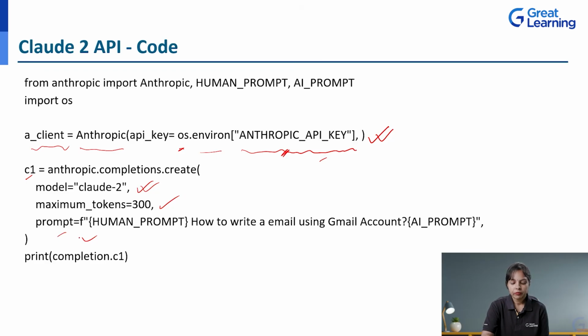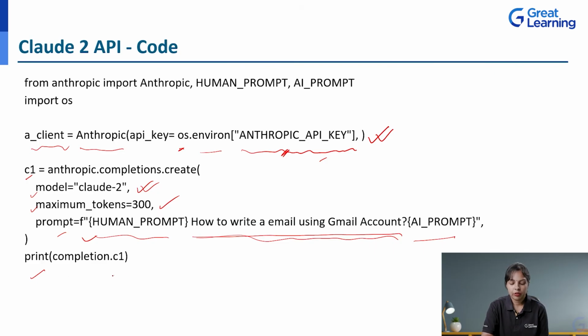Now the prompt. Make sure these keywords are the same: model, max_tokens and prompt. These are not to be changed. The prompt should be provided here: human prompt, and then write the prompt which you have to provide as an input to get the response from Claude, and then write AI prompt here. So this is the actual statement or input prompt. I have written here how to write an email using a Gmail account. This is a one-line single prompt I have given. Although this prompt is not very good or very effective, just for an example, I have put it over here. And then you have to print whatever response you get.